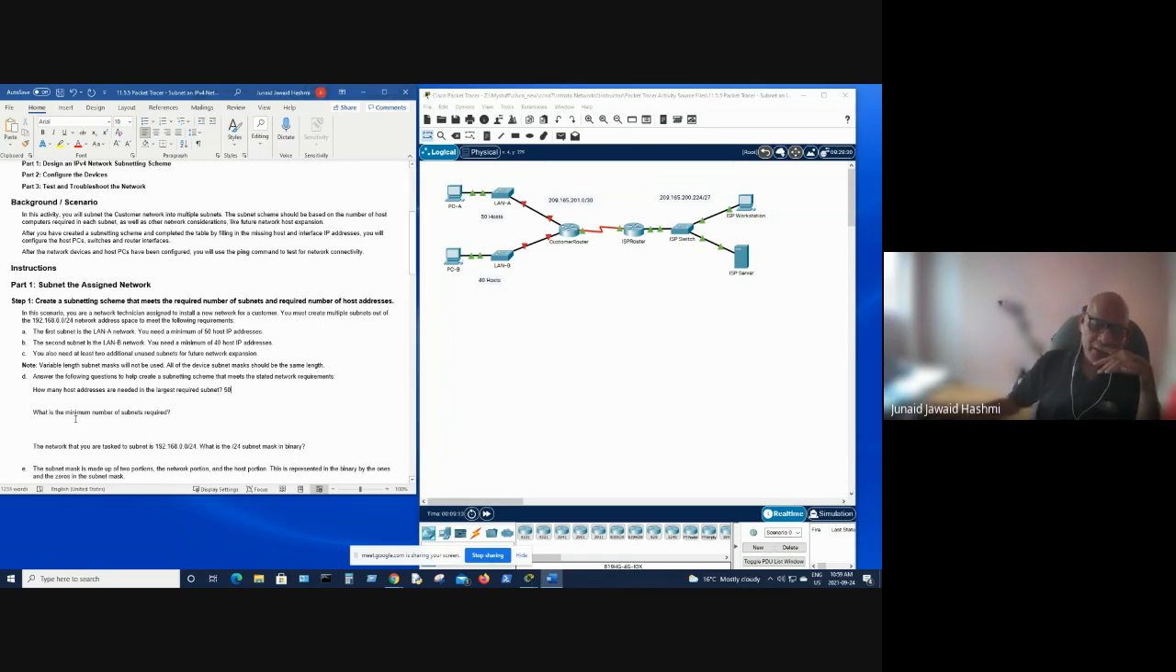What is the minimum number of subnets required? There are at least 4 subnets required. 2 subnets are already there, right? LAN A and LAN B. And then the requirement is you need at least 2 additional subnets for the expansion. So the total number of subnets required is 4.